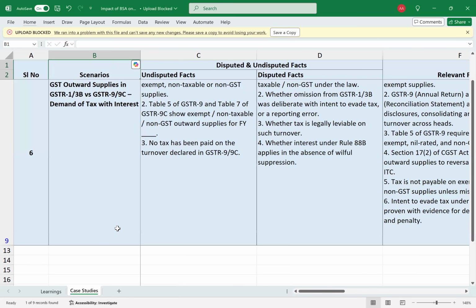Yes, good morning, sir. Your screen is not shared yet, Abhishek. Yes, yes, sir, it is now visible. Yes, Abhishek. Okay.